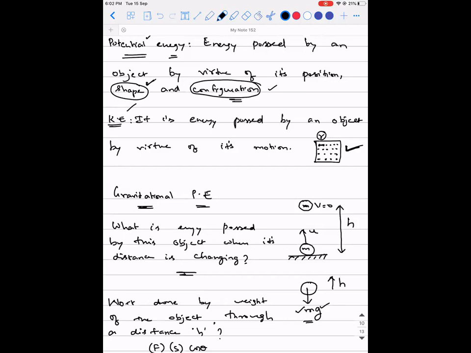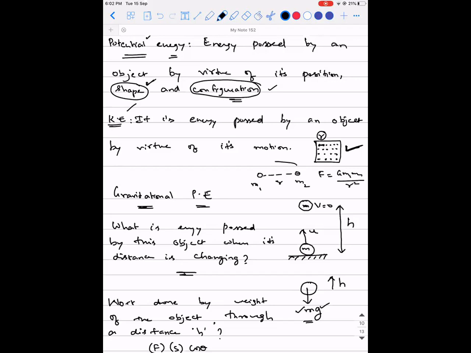Sir, can we say shape and configuration are related? Yeah, they are. Here I took the example of both shape and configuration. There might be a scenario where, for example, instead of charges, in your 9th standard you would have learned the universal law of gravitation, right? When two masses are separated by a distance r, then there exists a force between them. F is equal to how much? G m1 m2 divided by r square. You would have seen this formula, right?